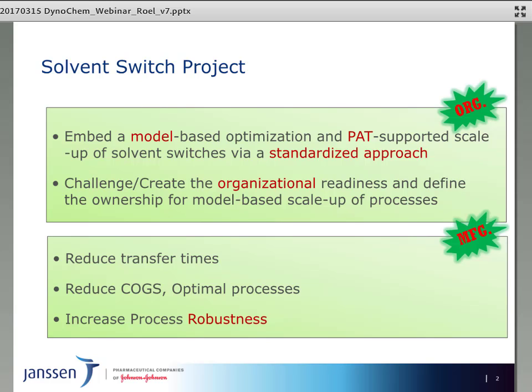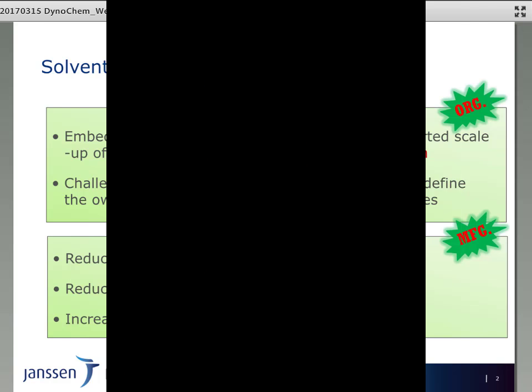On the operational level, well, we obviously wanted to have optimal processes. We saw that previously a lot of solvent switches were transferred suboptimally, and we wanted to move to less solvent usage and of course still deliver robust processes. So if you combine both the organizational and operational deliverables, you understand the title of this webinar.